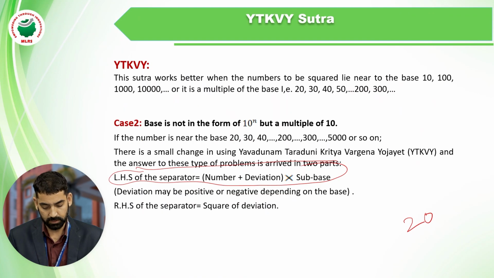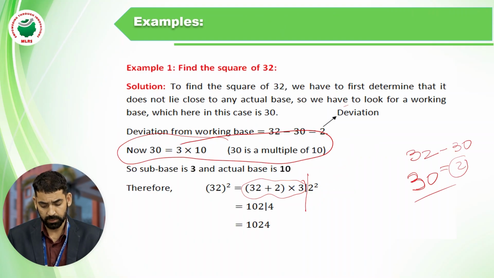In the previous case, RHS of the separator equals the square of the deviation. So this way, 32 plus 2 is 34, into 3 is 102, and 2 square is 4, that is 1024, which is the square of 32.